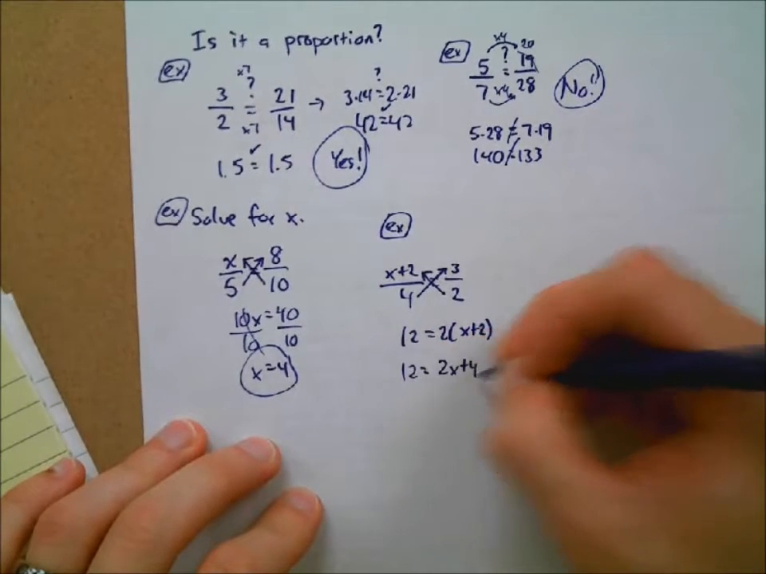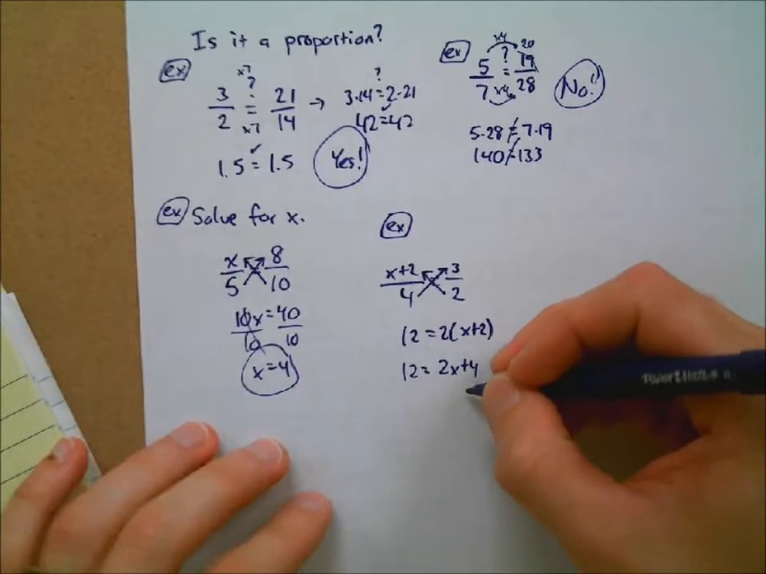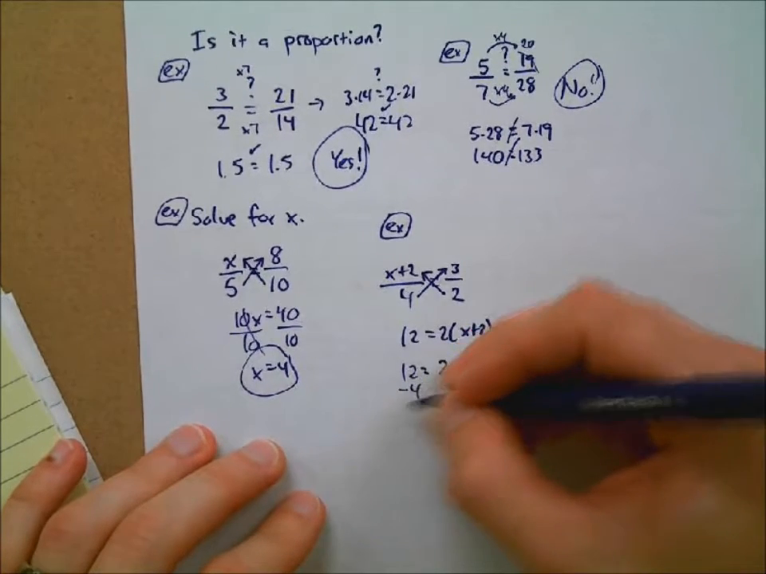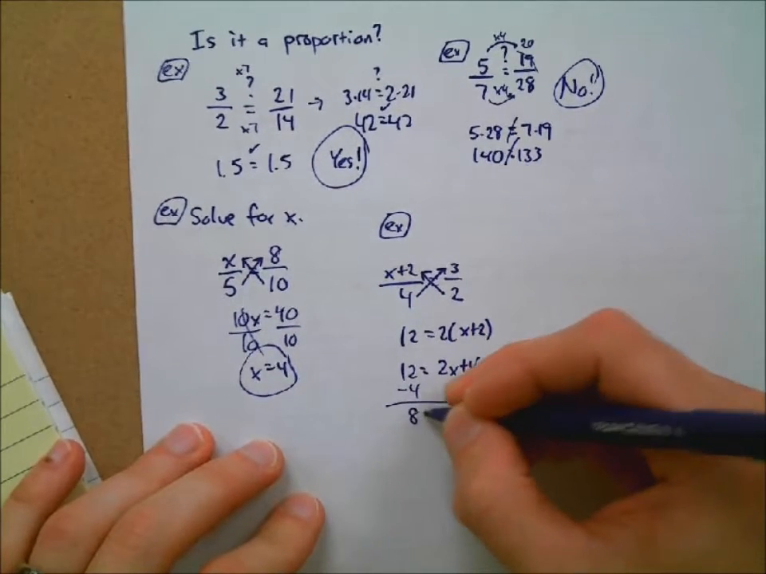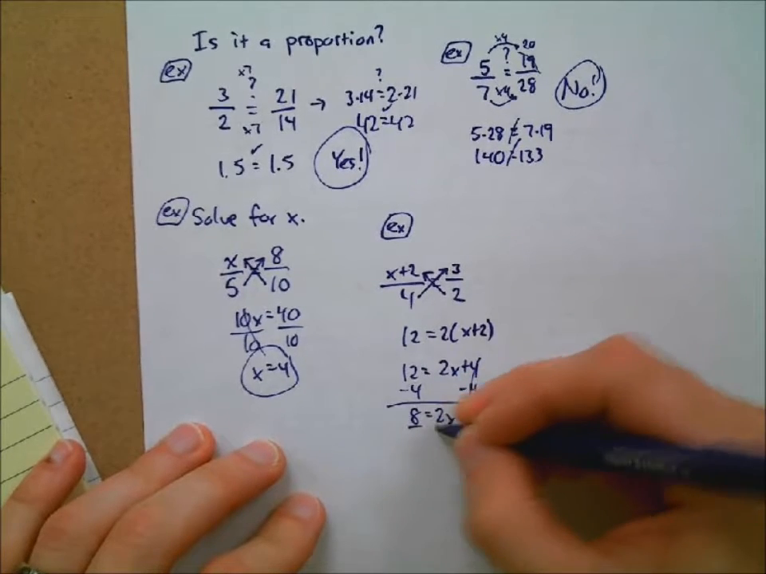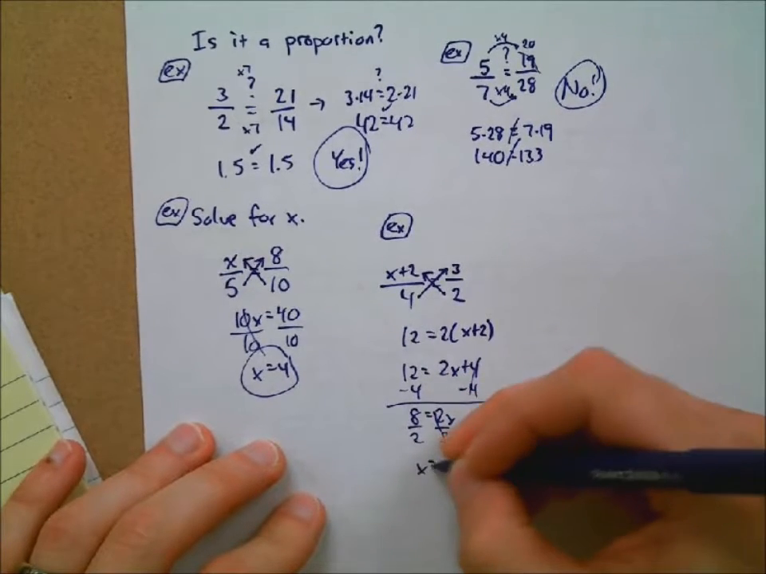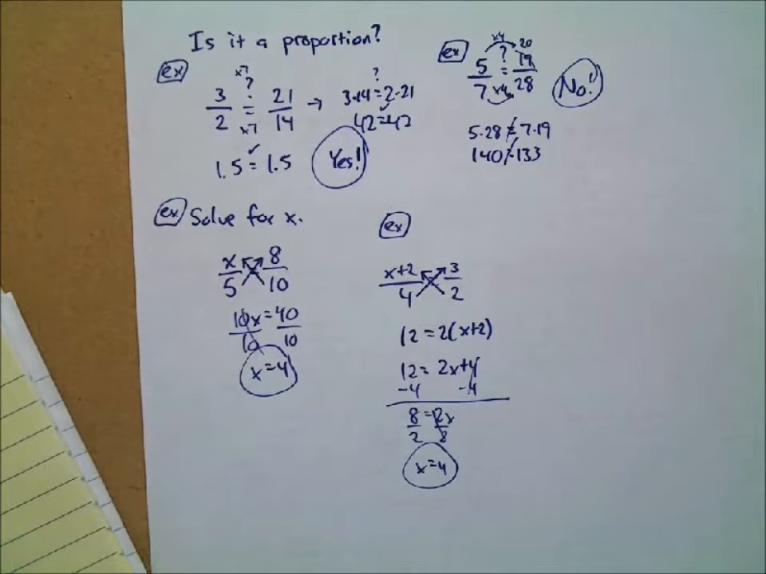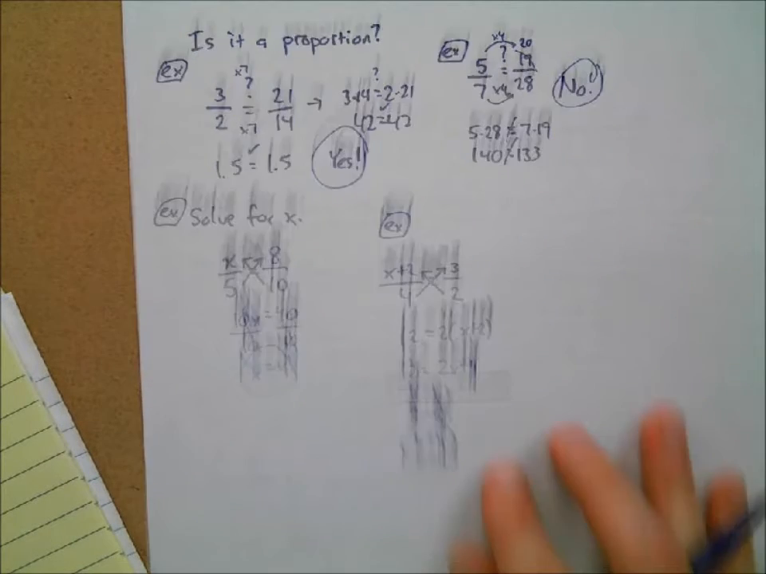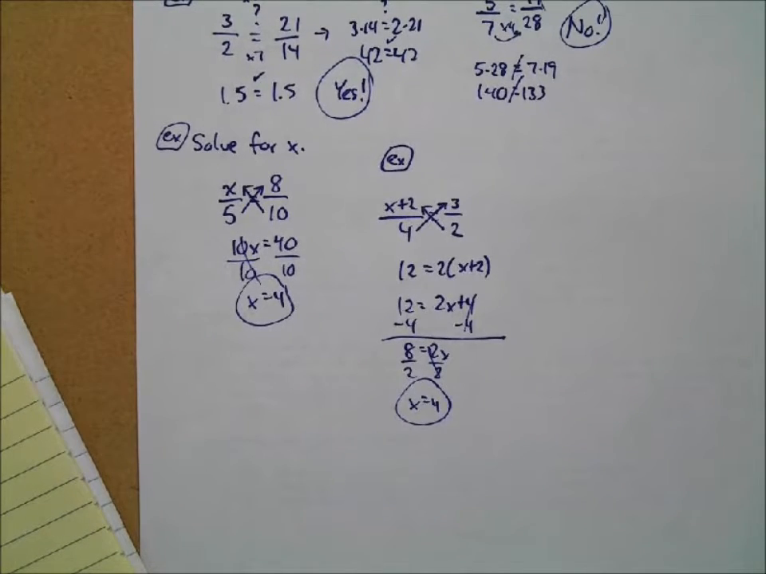Then we can just solve like we normally would. Subtract 4 from both sides. You get 8. Divide both sides by 2. And you get x is 4. Wow, I'm not very original. So you're right, Tyler. Good job. That's right. x was 4.